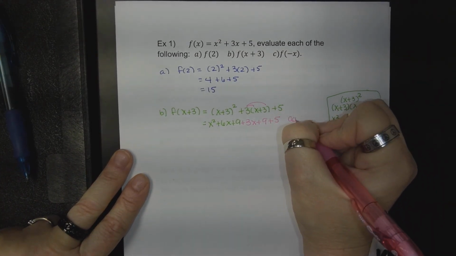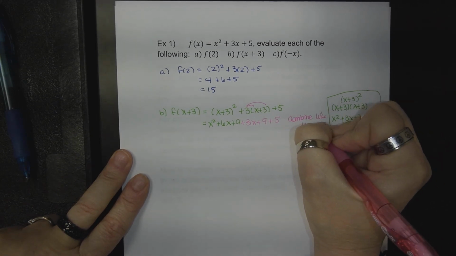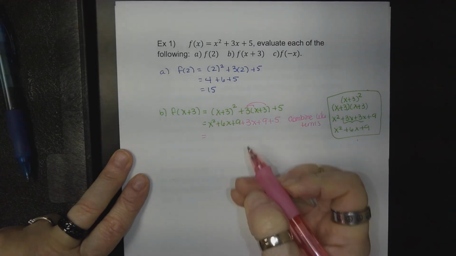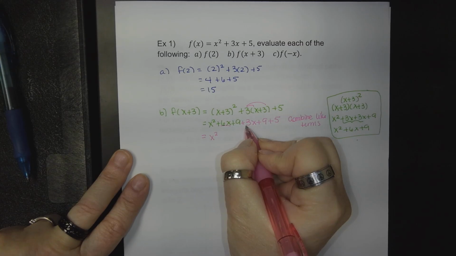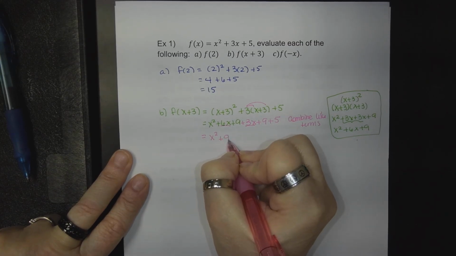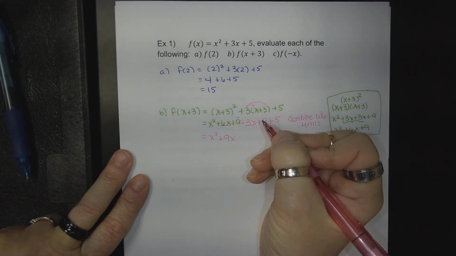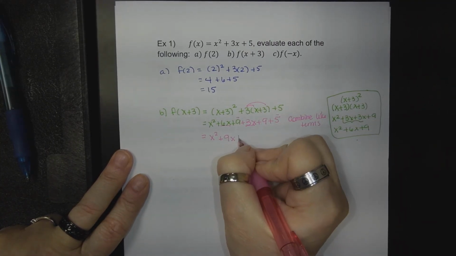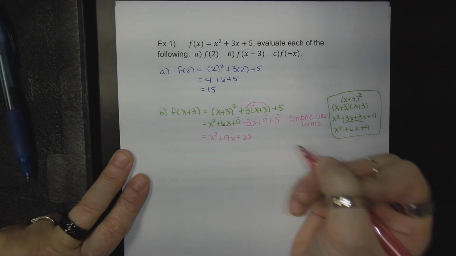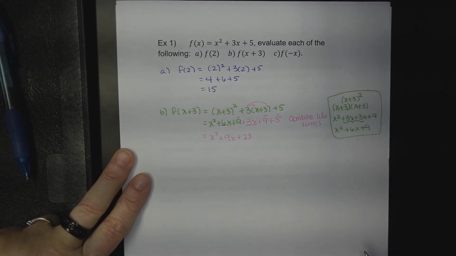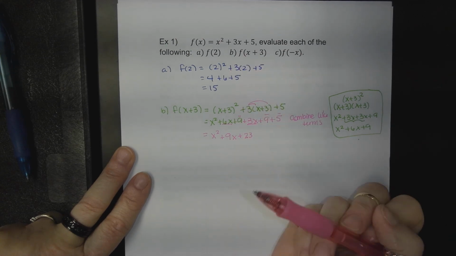Now we're going to combine like terms. Let's do that. We just have 1x squared, but we have a 6x and a 3x. So that's going to be 9x. And then we have, I'm going to put this on top, we have a 9 and we have a 5. Oh, and we have another 9, 23. Got that one. So this is going to be our answer for B.